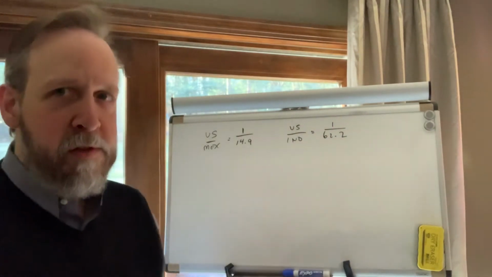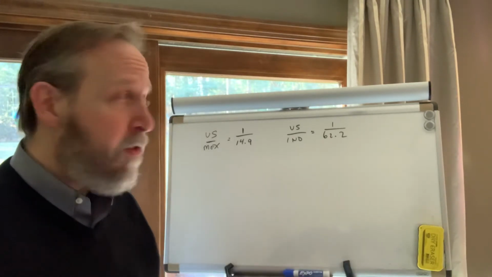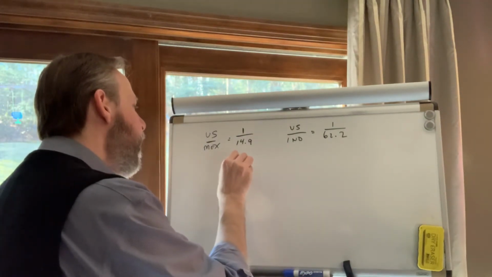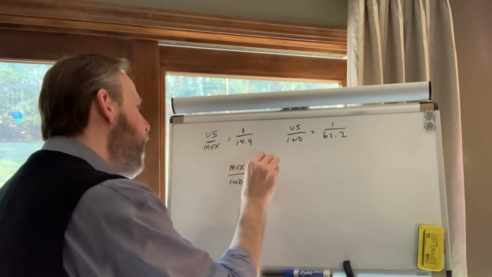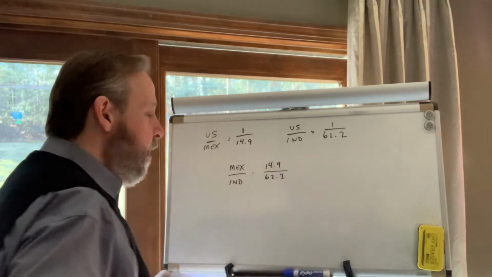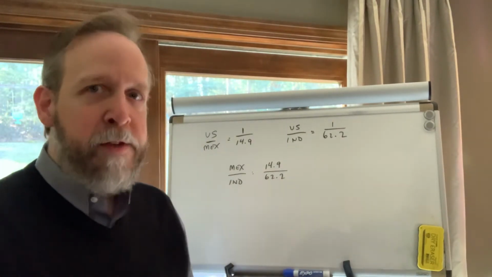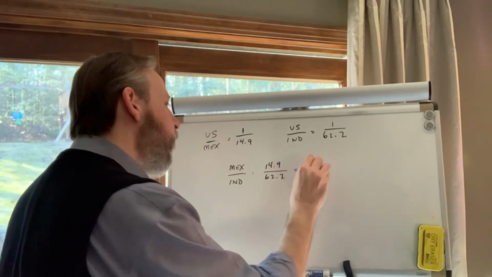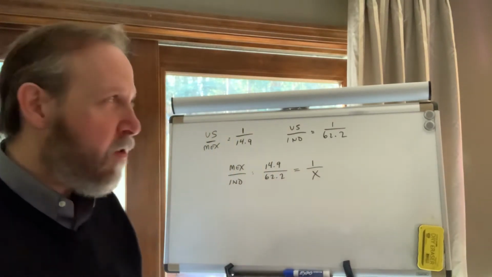Now, if $1 US is equal to both 14.9 pesos and 62.2 rupees, that basically tells us that we have a ratio here of Mexican pesos to Indian rupees of 14.9 to 62.2. That helps us answer the question, because now the question is, how many rupees does 1 peso buy? So I'm going to set this equal to 1 peso over X rupees. And now that we have it set to a proportion, we know how to solve with cross products.